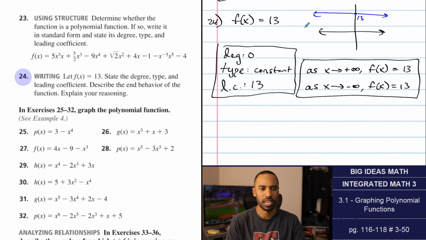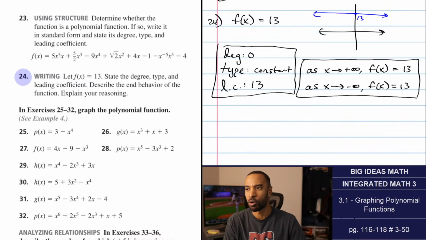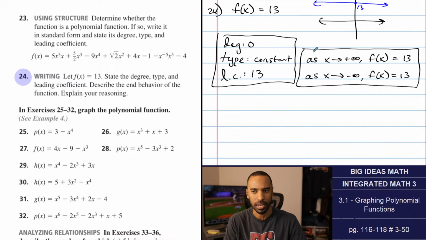Some people might even say no end behavior. I don't know. It behaves in the end that way. That's what I'm saying. It's always 13. I don't know. They might say approaches 13, but it's not approaching it. It is 13 in that scenario.